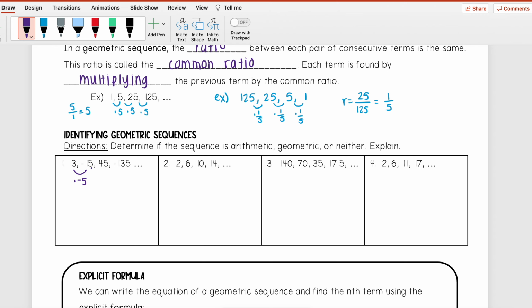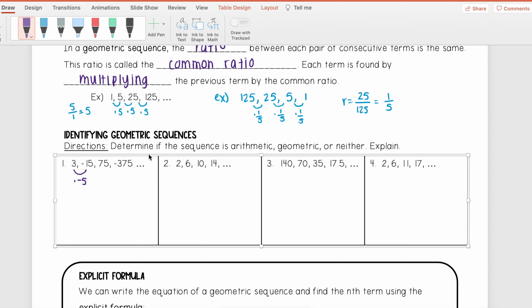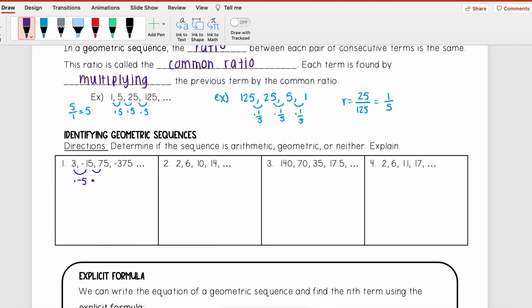And so if I do -15 times -5, I get 75, so that's good. And then 75 times -5, I get -375. And so I see I'm multiplying by the same number each time, so that means that this one is geometric. My reasoning would be common ratio is -5.